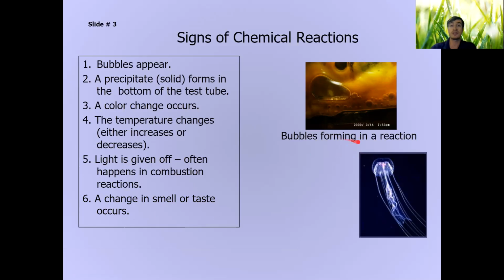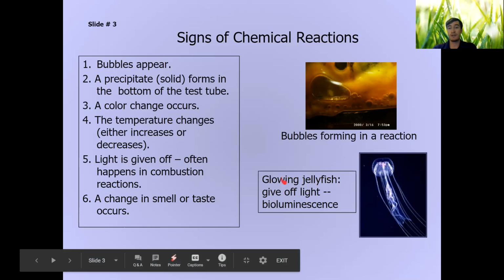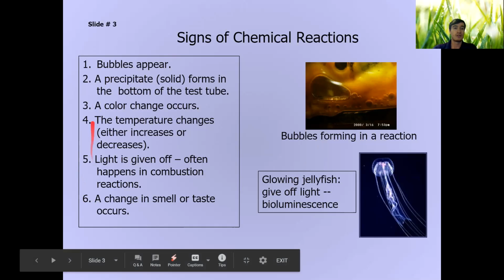Besides fireflies, another good example of light being given off is in certain species of jellyfish, which also have those special proteins that'll light them up at certain points during the night. This has its own special word when it happens inside of animals and plants, called bioluminescence. So we're making light inside of a biological organism like a plant or animal. So these are the 6 signs that some sort of chemical reaction is occurring.